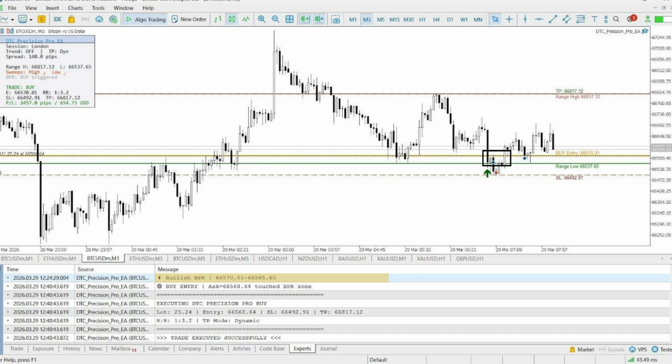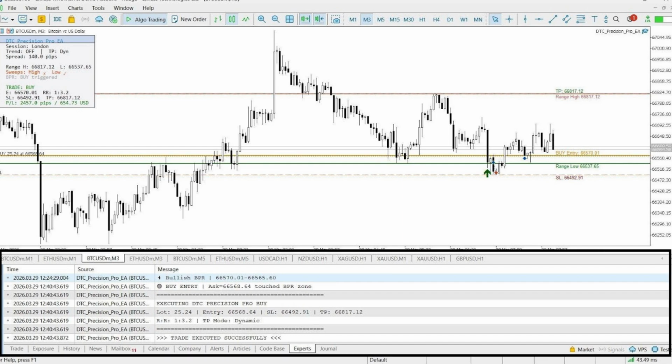66,570 and 66,565. Price came back down to that zone, and the bot entered a buy at 66,568.64. The Experts tab shows the full sequence. Bullish BPR detected. Buy entry triggered, executing DTC Precision Pro buy, lot size 25.24, entry price, SL, TP, R to R of 1 to 3.2 in dynamic mode, and trade executed successfully.